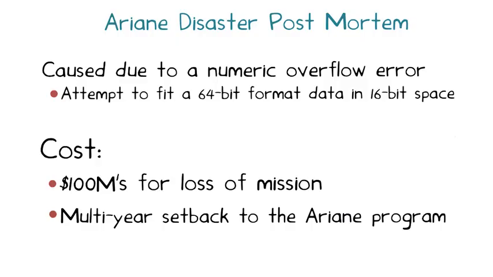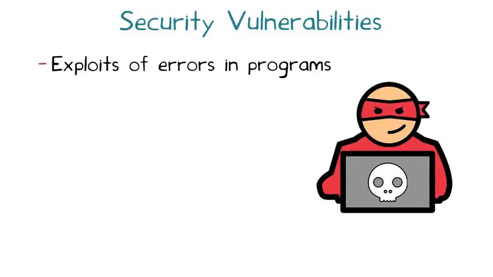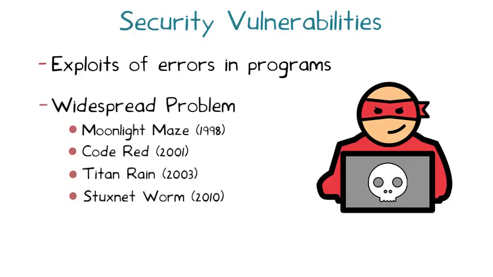Now let's look at another problem that is more earthly and affects everyday users of software. While the Ariane disaster was a consequence of a programming error, at least the damage was an unintended consequence. On the other hand, malicious hackers can exploit these errors in everyday mobile and web applications to compromise the security of the underlying systems and data. This is a widespread problem, and it has been since the early days of the internet.